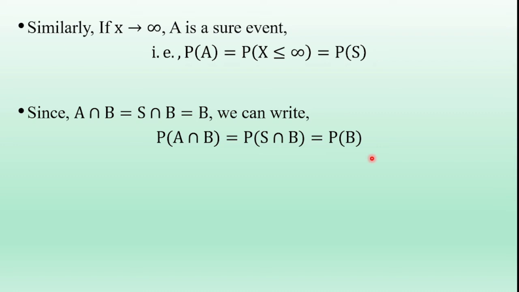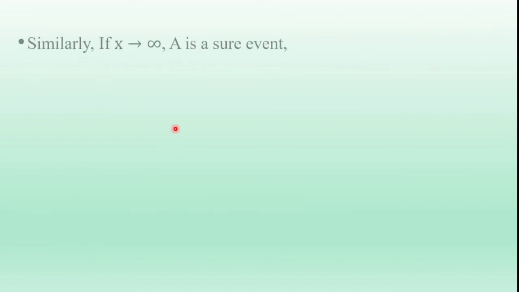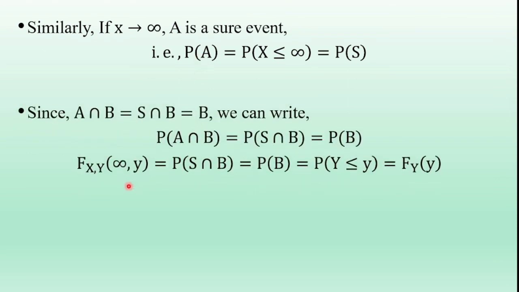Now here event A is defined as X less than or equal to x and event B as Y less than or equal to y. With x equal to infinity, the probability of X less than or equal to infinity intersection Y less than or equal to y is, according to the definition, F_XY of infinity comma y. Here x is considered as infinity. So this left-hand side term, F_XY of infinity comma y, is equal to the probability of B, which is equal to the probability of Y less than or equal to y.